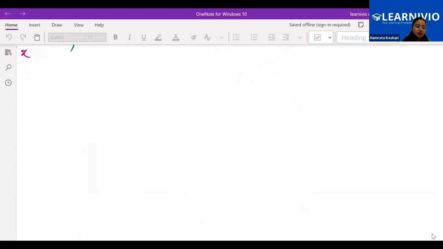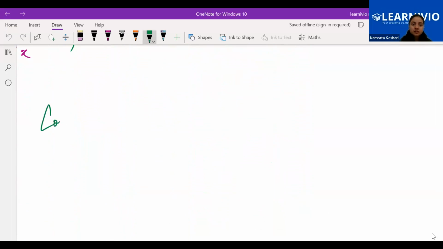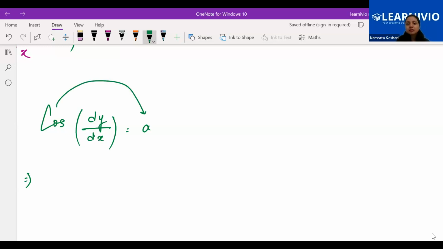Yeah, it says that cos a dy dx is equal to a. Here also we will apply the concept of variable separable. So this cos, can we shift it to the other side? Or there is a concept of neutralizing this cos by using the inverse function, inverse of cosine.